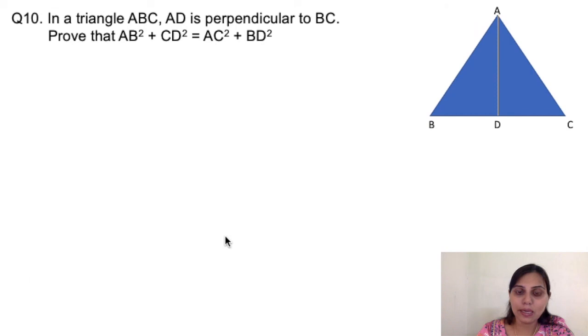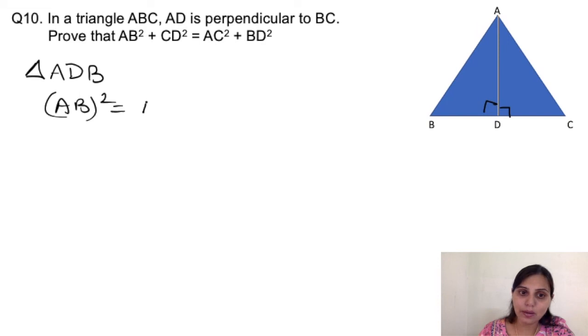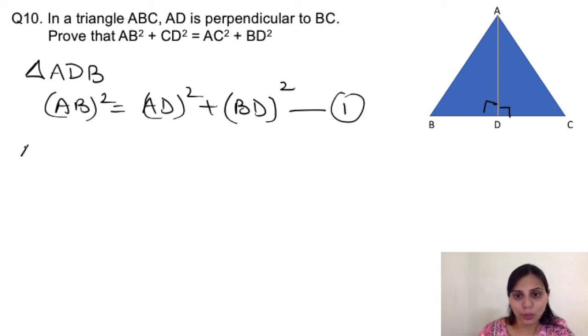In the given triangle ABC, you are given that AD is perpendicular to BC. We have to prove the result AB square plus CD square is equal to AC square plus BD square. So let us take the triangles one by one. First, let us consider the right angle triangle ADB. So let's apply Pythagoras theorem in this case. We can write AB square is equal to AD square plus BD square. Let us mark this as equation number 1.